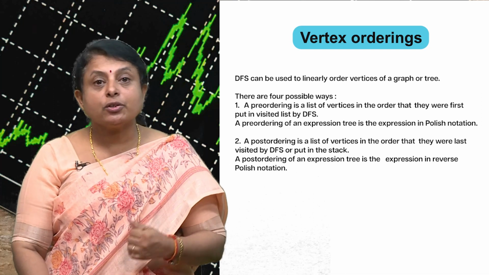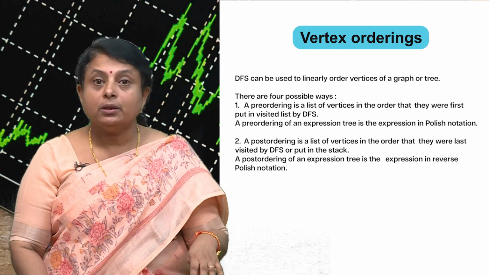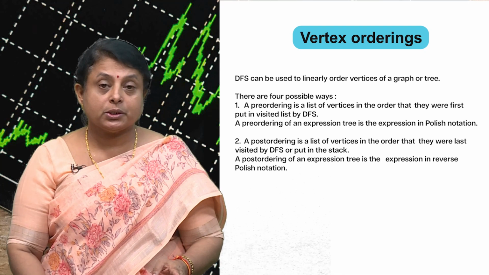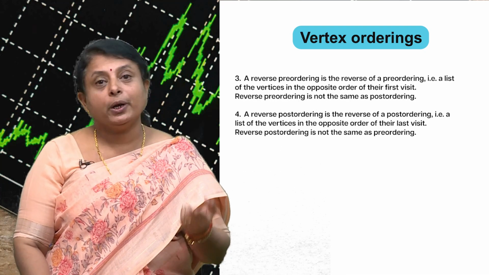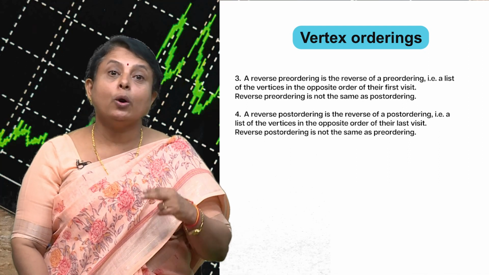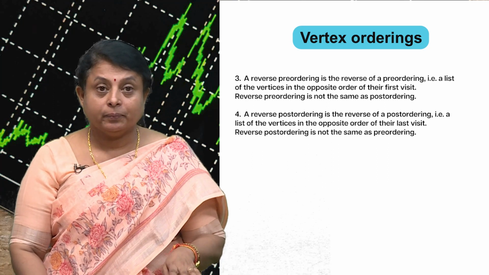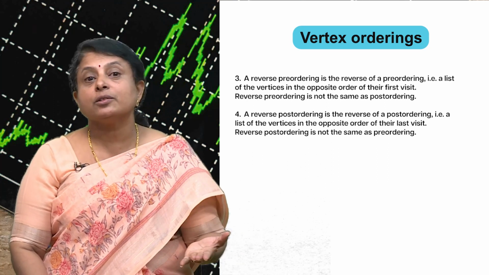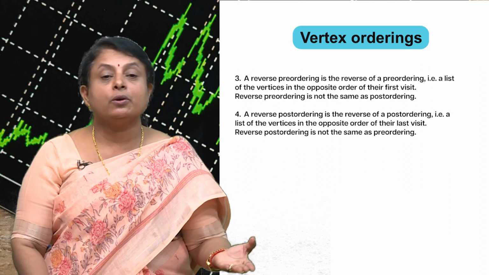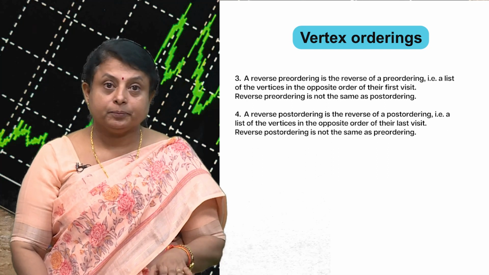A post-ordering is a list of vertices in the order that they were last visited by the algorithm or pushed into the stack. A post-ordering of an expression tree is the expression in reverse polish notation. A reverse pre-ordering is the reverse of the pre-ordering, that is, a list of the vertices in the opposite order of their first visit. Reverse pre-ordering is not the same as post-ordering. A reverse post-ordering is the reverse of a post-ordering, that is, a list of vertices in the opposite order of their last visit. Reverse post-ordering is not the same as pre-ordering.